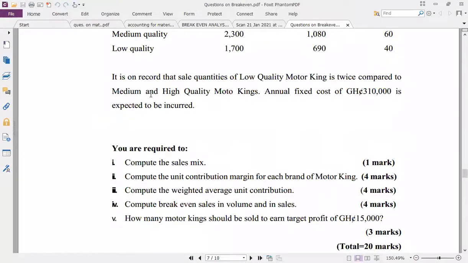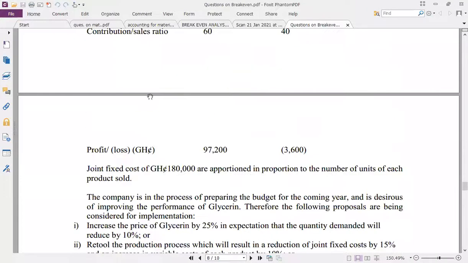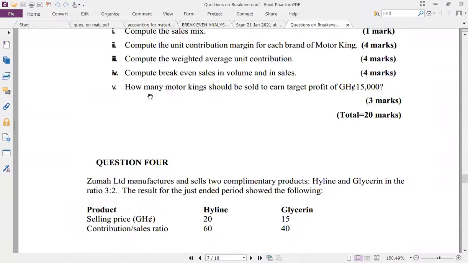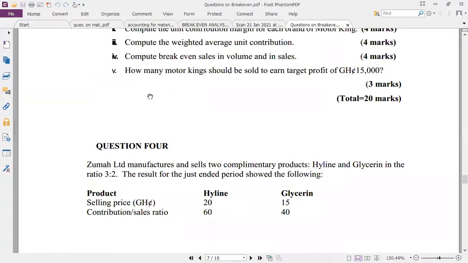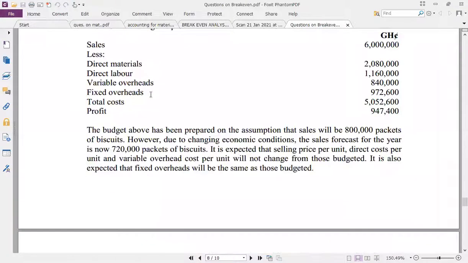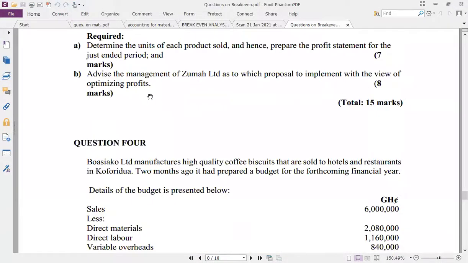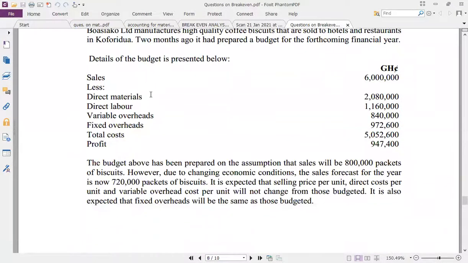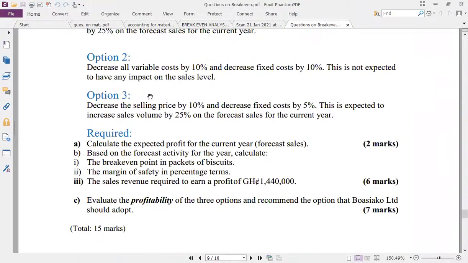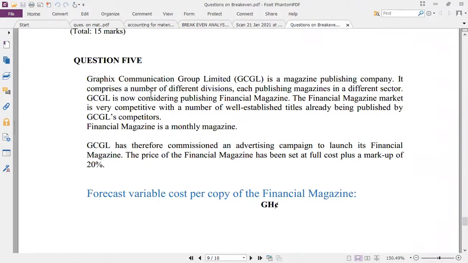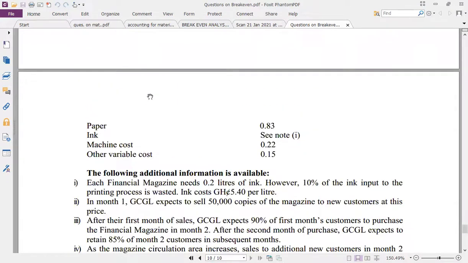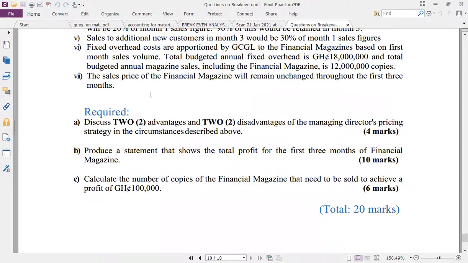My challenging ones are question four. No, this one I have to change it. This particular question, Zuma, and this particular one, Bosiakon, Zuma and Bosiakon, and then graphics. These ones are the ones that I'll solve next week. So can you go through them for me and you'll be fine. Those questions are a bit challenging.